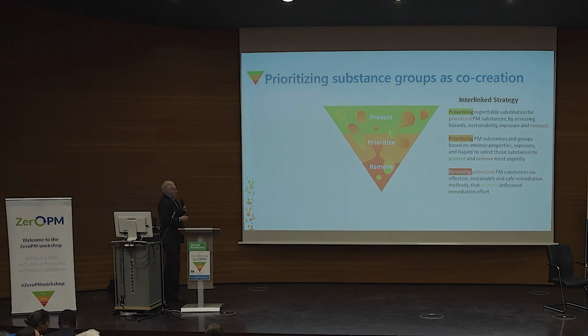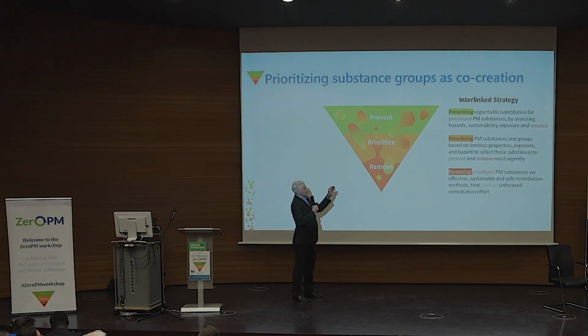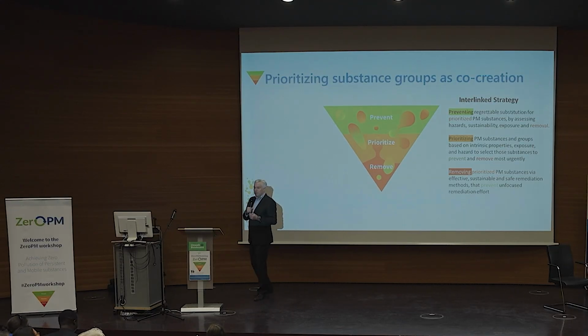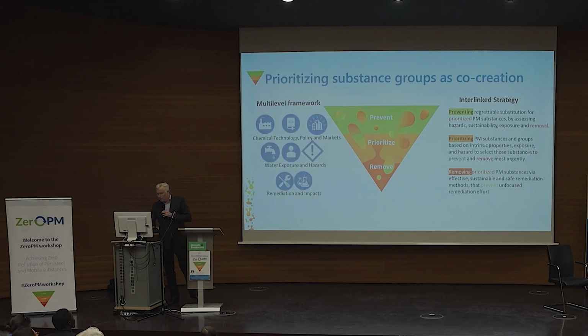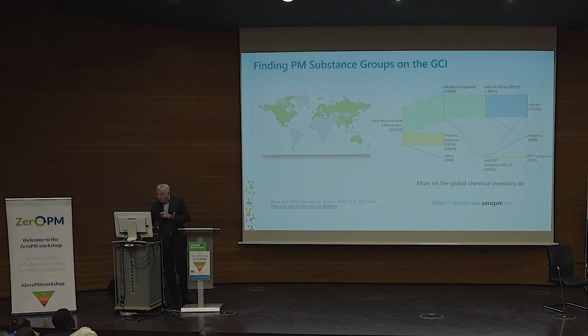We have an interlinked strategy in ZeroPM. We are particularly prioritizing PM substance groups based on intrinsic properties, exposure, and hazard to select those substances to prevent, such as by stopping producing them, by finding alternatives, or by developing new removal technologies, most urgently. And we do this through the stakeholder approach of our multi-level framework. So now we're going to be looking for PM substance groups on the global chemical inventory. This is one of the next tasks in ZeroPM.